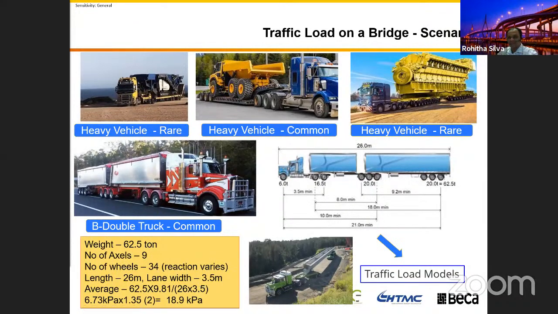The carriageway width, a standard one in a highway, is 3.5. If you see this one, it's got 9 axles. From the picture, you can see 3 in the front, then 3 in the tail and 3 in the dog.